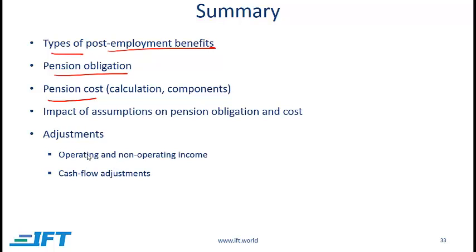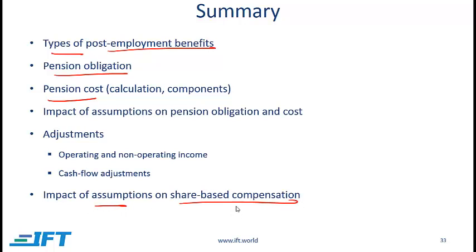So with the pension cost, typically it's all shown as an operating expense, but there are components of the pension expense which are non-operating. So you need to know how to make those adjustments. You need to know how to make the cash flow adjustments. And you also need to know the impact of assumptions on share-based compensation, specifically with stock options.